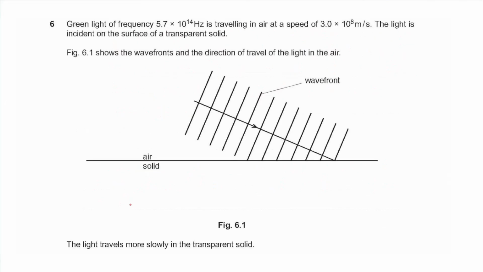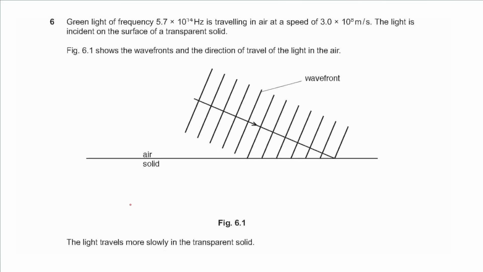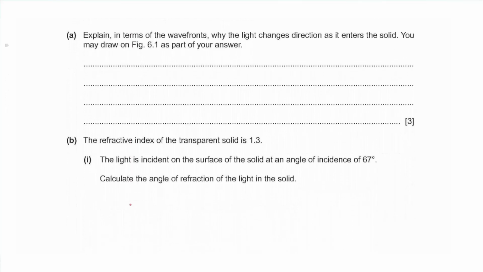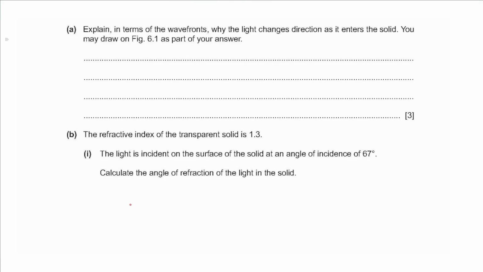Question 6 says, green light of frequency 5.7 times 10 to the power of 14 Hz is traveling in air at a speed of 3.0 times 10 to the power of 8 meters per second. The light is incident on the surface of a transparent solid. Figure 6.1 shows the wavefronts and the direction of travel of the light in the air. The light travels more slowly in the transparent solid. Explain in terms of the wavefronts why the light changes direction as it enters the solid. You may draw on figure 6.1 as part of your answer.